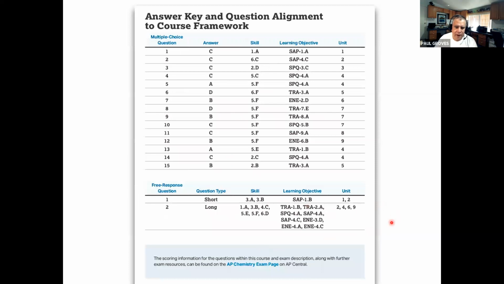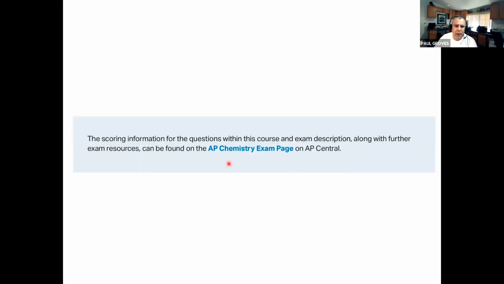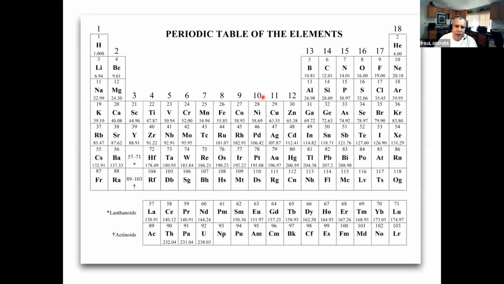The scoring information for the FRQs is on the AP Chemistry page in AP Central. There is a periodic table that the kids will have on both portions of the exam, the free response and the multiple choice. If you see older exams, they had changed it a little bit. These elements were named in 2016, and so they were included in the 2019 exam.